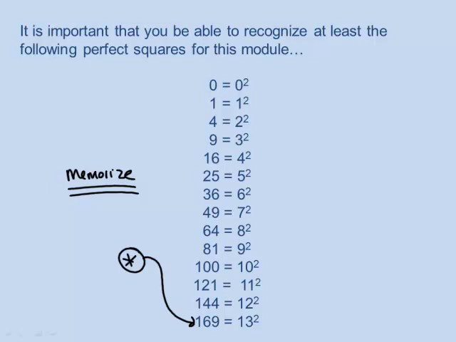Now certainly there's an infinite number of perfect squares, but once you get much larger than that, it's really too much work and less common that you'll see those. And so if you know the perfect squares from 0 squared to 13 squared, you'll probably have a very good start.